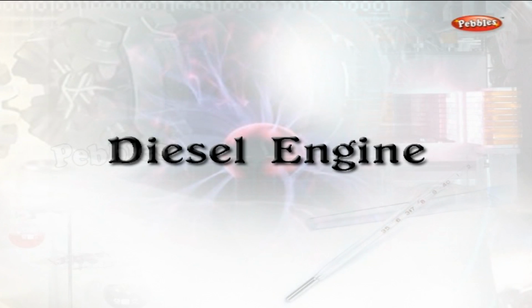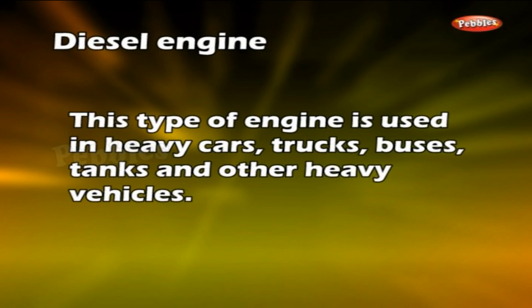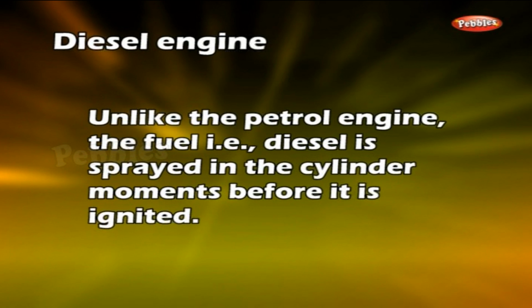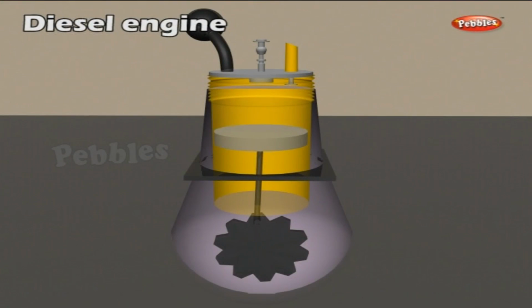Diesel engine. This type of engine is used in heavy cars, trucks, buses, tanks, and other heavy vehicles. Unlike the petrol engine, the fuel, that is diesel, is sprayed in the cylinder moments before it is ignited. There is no spark plug in it, and fuel is burnt due to heat produced by excessive compression.